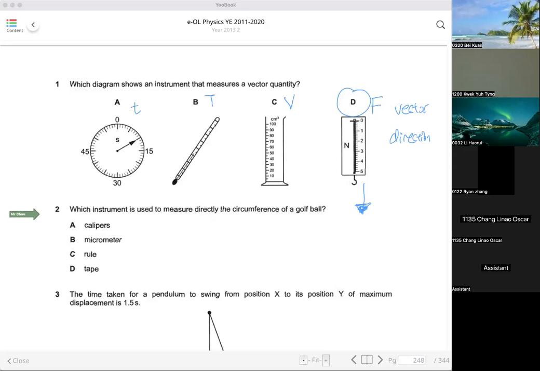Okay, Ryan, well done. Huaixing, well done. Haori, well done. Oscar, well done. Beiguan, well done. Okay, so a caliper in this case measures the diameter of the golf ball. The question here is asking you to measure the circumference. So Yiting, can you try again?